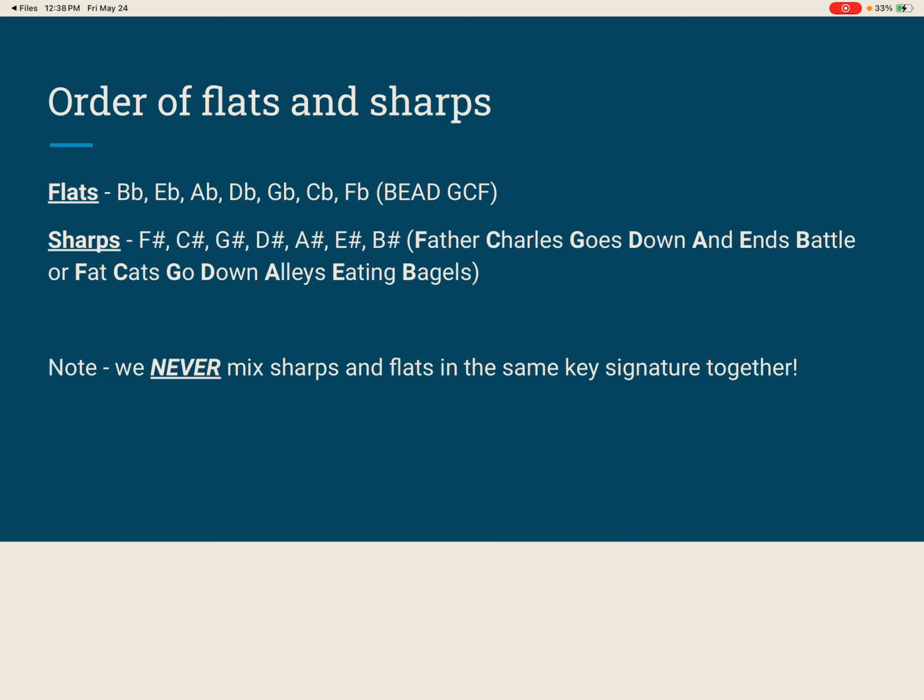The order of flats is B, E, A, D, G, C, F. So B flat, E flat, A flat, D flat, G flat, C flat, F flat. So remember that as B, E, A, D, G, C, F. That's what I learned growing up. And then the order of sharps is F sharp, C sharp, G sharp, D sharp, A sharp, E sharp, B sharp. So Father Charles Goes Down And Ends Battle, or what I learned, Fat Cats Go Down Alleys Eating Bagels. We never are going to mix sharps and flats together in the same key.